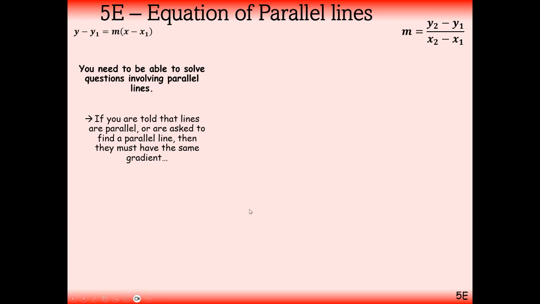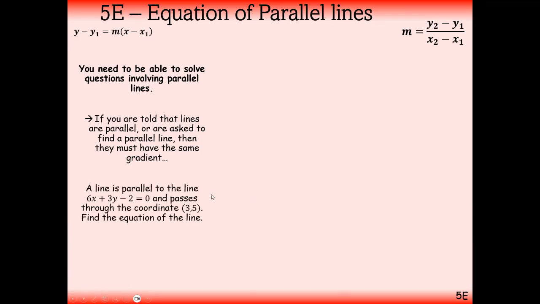So in this example, we've been told the line is parallel to 6x plus 3y minus 2 equals 0 and passes through 3 comma 5. Find the equation of the line. So first we need to know what's the gradient of this line here. Then we can use it with this coordinate and the equation that I showed you previously. I've written the equation up there, so we're going to use that in the second stage of solving this problem. So let's figure out the gradient.